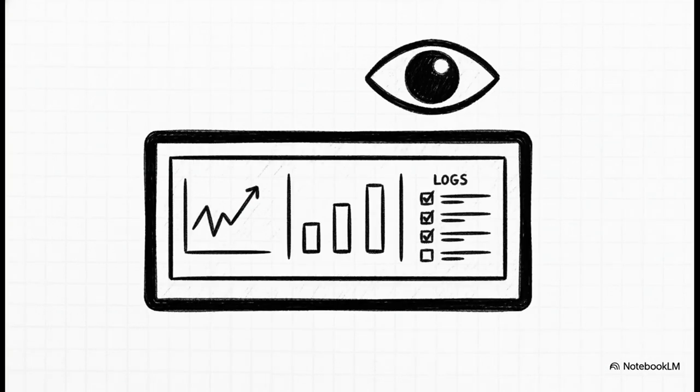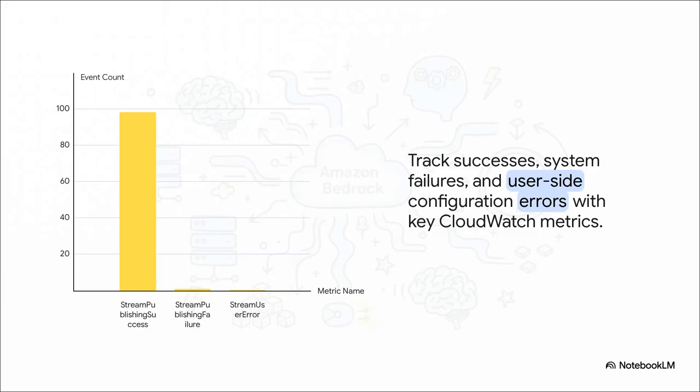And look, because this is an enterprise-grade AWS service, you're not flying blind. Of course not. It's fully baked into CloudWatch, so you get all the detailed metrics and logs you need to keep an eye on the health and performance of your data stream. So you can easily track key stuff, right? Stream publishing success gives you the green light that events are flowing smoothly. Stream publishing failure is your red flag for system issues. And stream user error helps you quickly spot problems on your end, maybe like a permissions mix-up. It just gives you all the visibility you need to run this in production with total confidence.